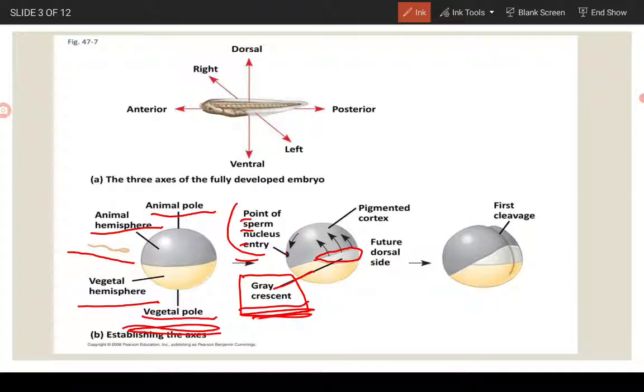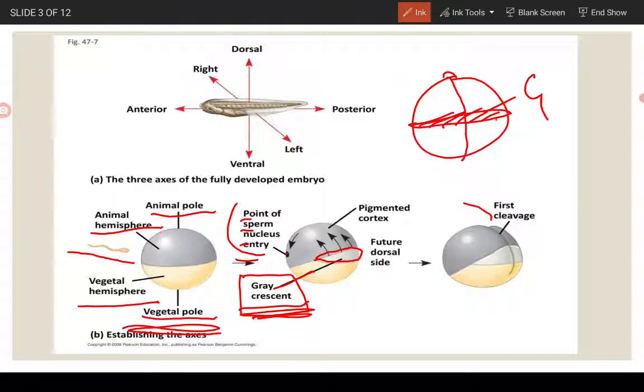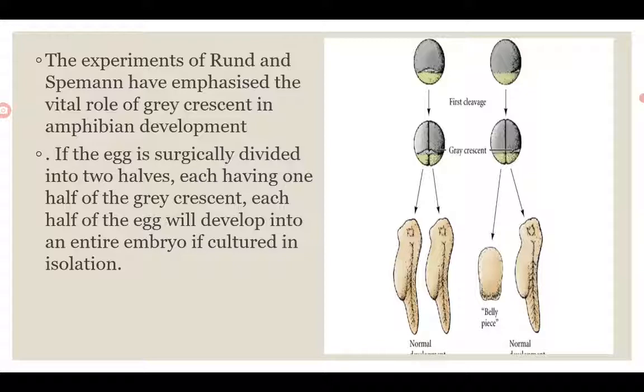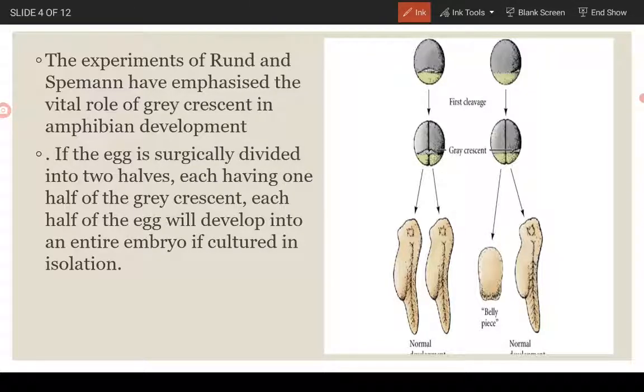And the first cleavage happens like this, from the middle of the gray crescent. So if this is a frog embryo, this is the gray crescent, and the first cleavage occurs something like this. Let's see why this gray crescent is so important in telling us what induction is.